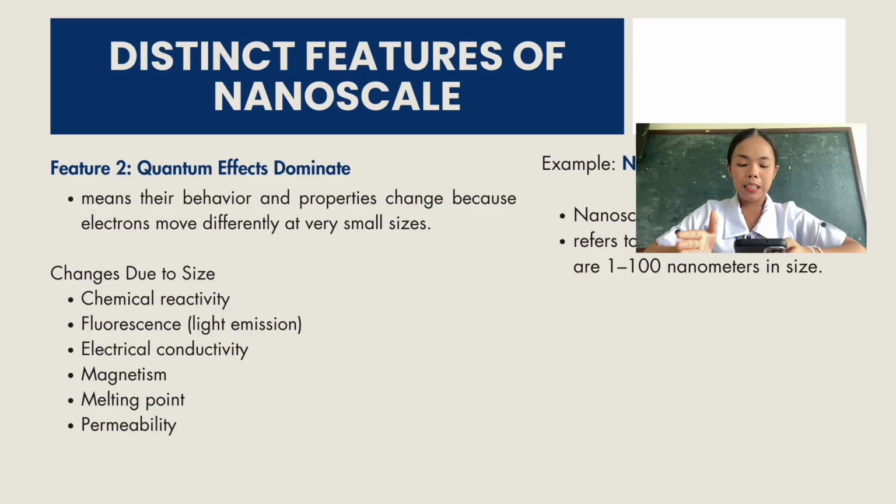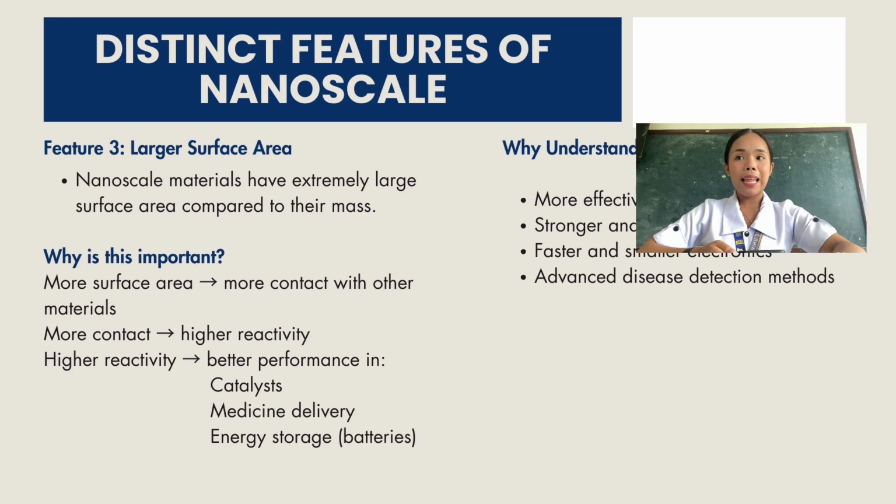The nanoscale is widely used in medicine, especially to detect tumors, in targeted cancer treatment, and it helps in drug delivery by attaching the medicines. And last but not the least, we have the largest surface area. Nanoscale materials have extremely large surface area compared to their mass.